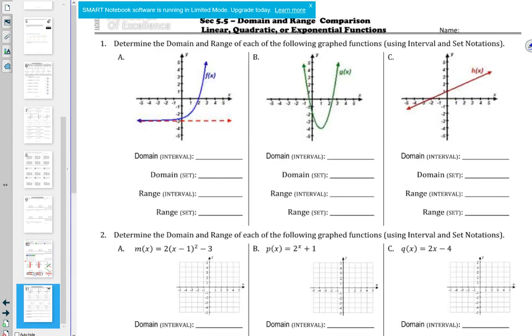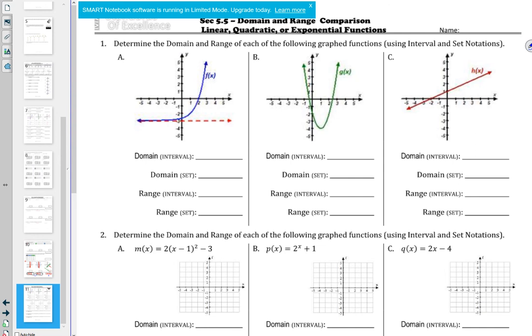Determine the domain and range. Is this the last page that you have? So, determine the domain and range of each of the following graphed functions using interval and set notation. Okay, perfect. Let's do both. What's the domain? Well, first of all, let's say what type of function. And actually, a hint: a big part of the quiz on Friday is just going to be naming them. So it's not going to be multiple choice, but please be able to name them on your own.